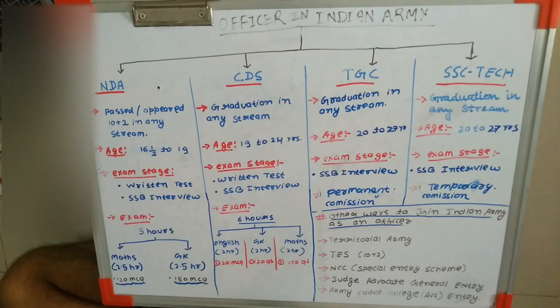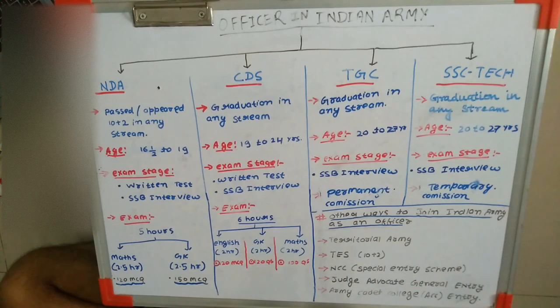in the SSC Tech entry you would be getting commissioned in the Indian Army as an officer for 10 years. But after the 10 years you will have an option to opt for another 4 years of service, or to go for a permanent commission. That will be completely decided on the basis of the performance that you have given in the 10 years of service. So that is the basic difference between the TGC entry and the SSC Tech entry.